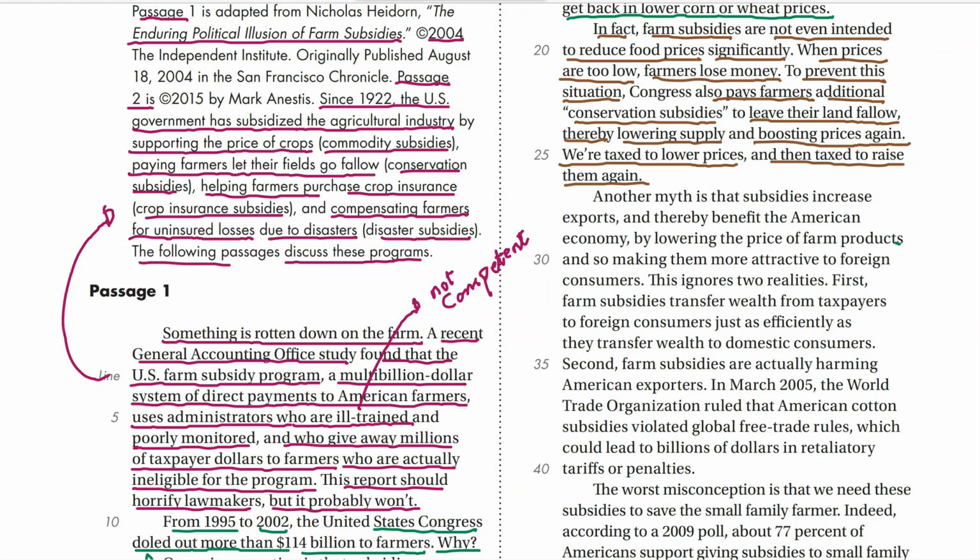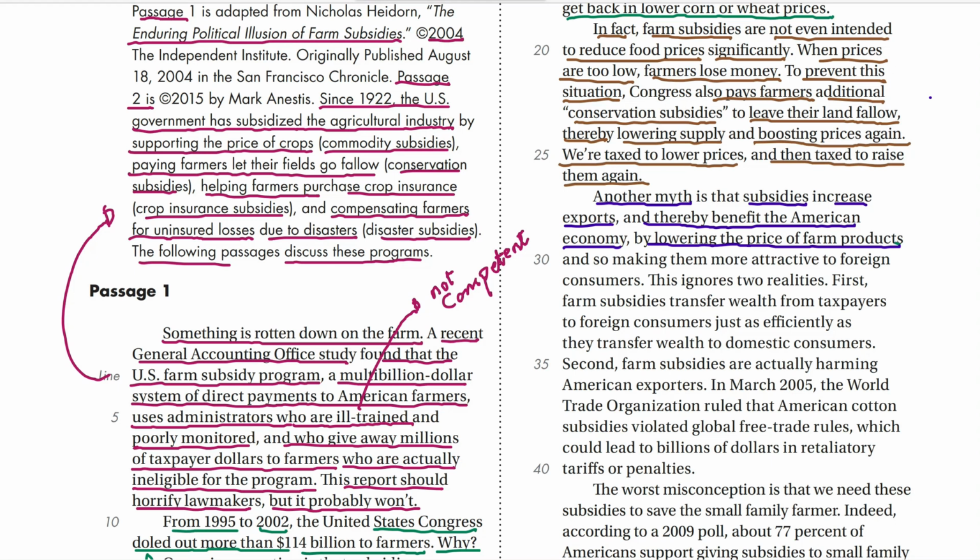Let us go to the other part here, and by the way, if you want to read part of it, that would be fine as well. Another myth. When a writer tells you another myth, that's not true. Another myth is that subsidies increase exports. Imagine. What does it mean, subsidies? The financial aid, the grants provided by the government, increase exports. So what's the problem? Someone says, Mr., there is foreign currency, hard currency, and I get money from exporting. No, imagine there's something worse than that. And thereby benefit the American economy. The American economy will benefit from what? The exports. By lowering the price of farm products.